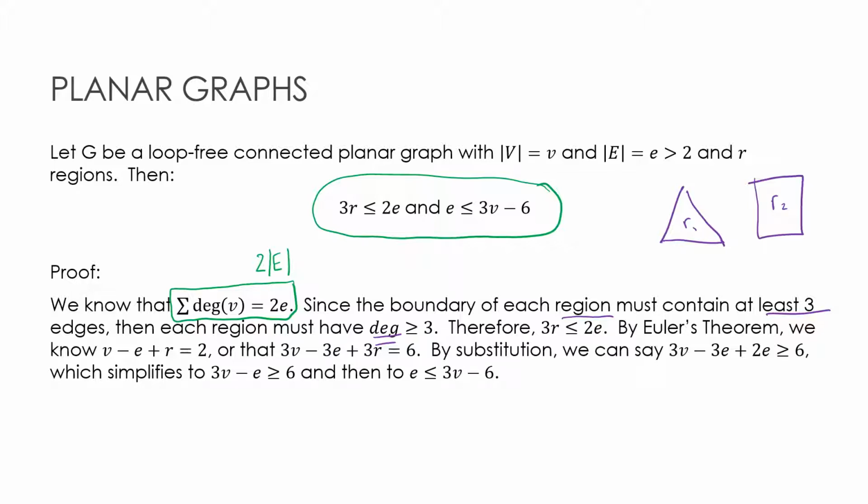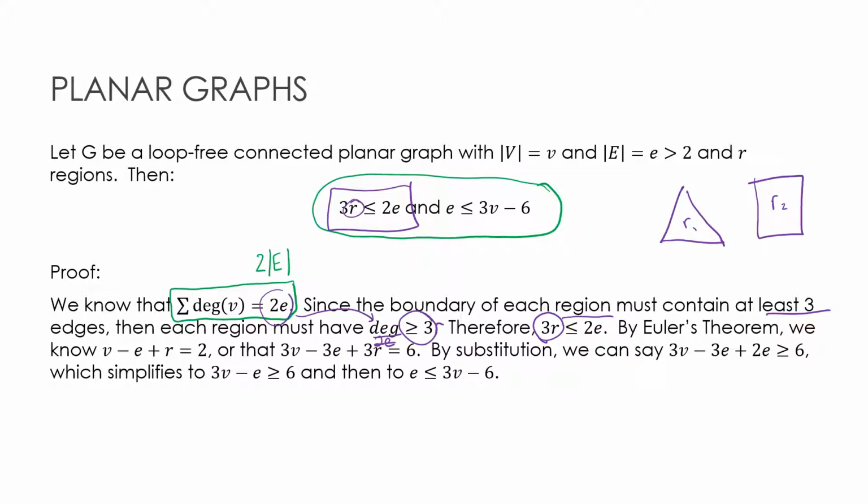Hopefully you're with me so far. Therefore, I can say that 3r, 3 times the number of regions, has to be less than or equal to 2e. And that's really just by substituting 2e down here. So 3 times the number of regions is less than or equal to 2e. So that's where this guy came from. But that one wasn't super helpful because, again, I'd have to know regions, and in order to know regions, I'd have to have a figure.